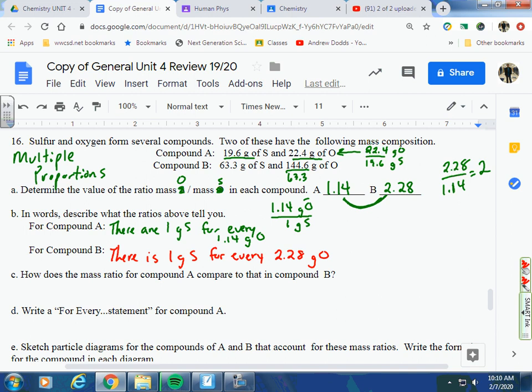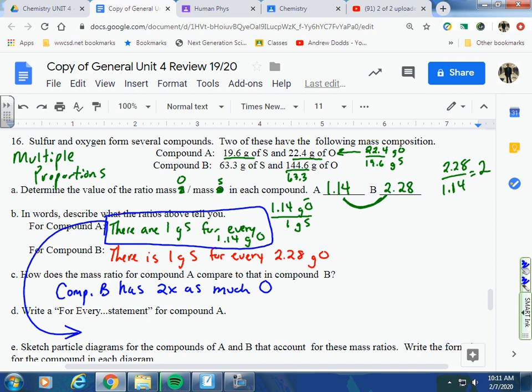How does the mass ratio for compound A compare to compound B? Compound B is twice as large, or has 2 times as much oxygen. Right, for every statement for compound A, we pretty much already did right here. And so now we need to sketch these particles.